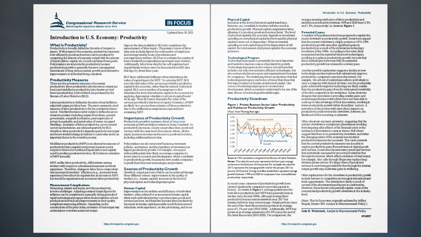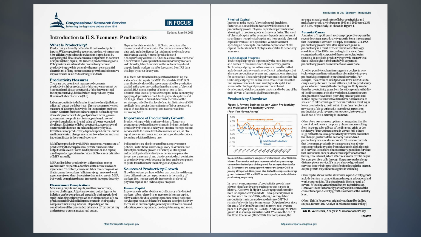Still others suggest that there is no productivity slowdown, and rather the changing nature of the economy has rendered productivity measures less accurate. This view contends that the current productivity measures are less able to capture productivity gains from advances in digital goods and services. Issues arise because many goods and services that individuals once paid for are now provided for free through the internet, which affects estimates of total output. For example, free calls through Skype may replace long-distance phone service.